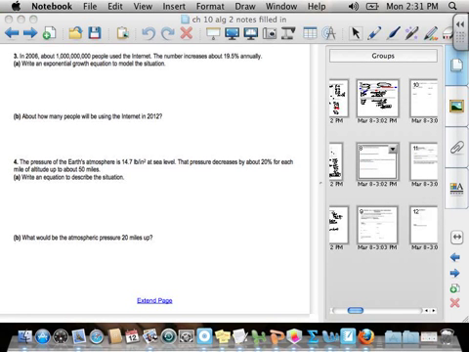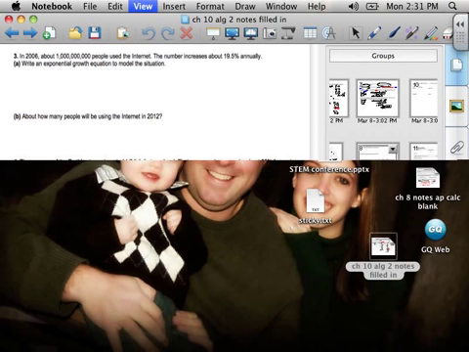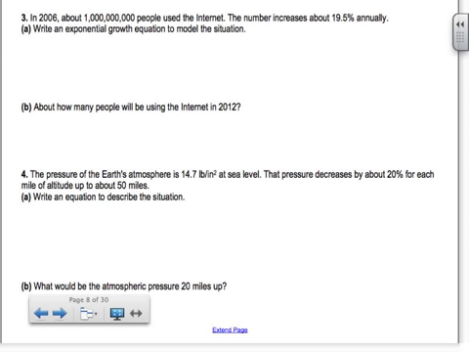So we're going to continue on with our 10.1 notes. All right, so we left off when we had two equations. The first one was a growth equation, and the second one was a decay equation. All right, so this one says in 2006, about 1 billion people used the internet. The number increases by about 19.5% each year. Write an exponential growth equation to model that situation.